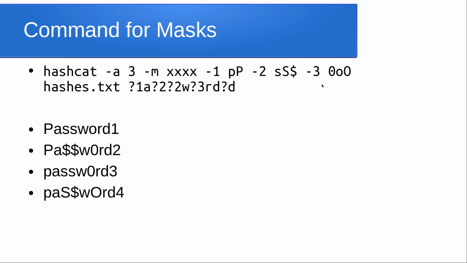An example command for using custom mask sets. So let's say -1, we can have a lowercase p or uppercase P, -2, s or dollar, -3, 0 or O, and you might be able to guess the word I'm trying to write here, so that is password, with a digit at the end. So that will find the following passwords. You can only choose up to four different character sets with Hashcat.